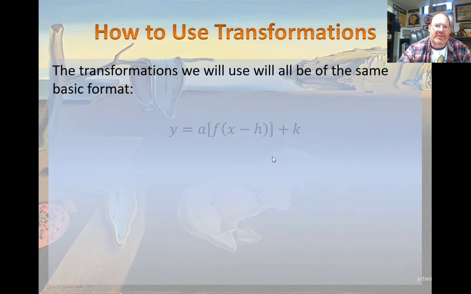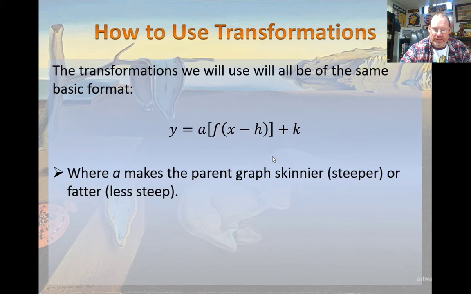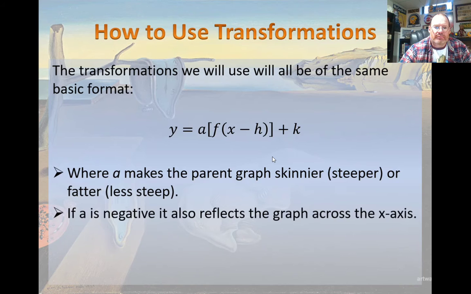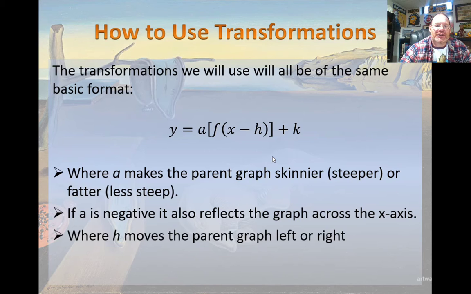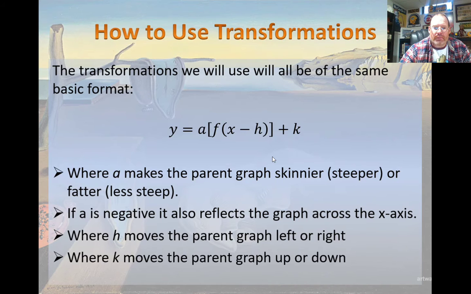Right, and remember that the transformations are going to be all in the same basic format, which is a, and then in a bracket, f of x minus h, plus k, and the a, the h, and the k all have a meaning to us. a is the one that makes the graph skinnier or fatter. In addition, if a is negative, that means there's a reflection across the x-axis. h moves the graph left or right, and k moves the graph up or down.